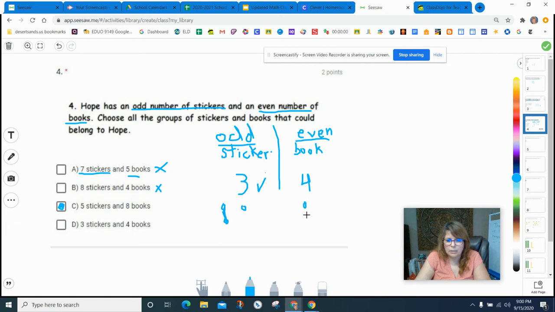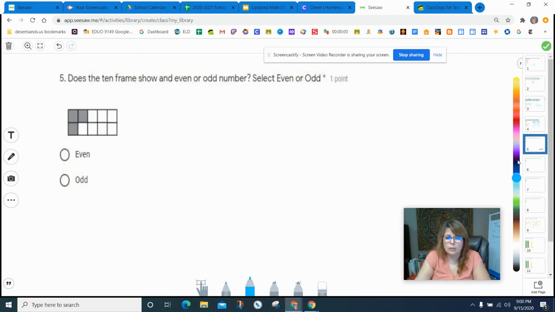And then 1, 2, 3, 4. These two are pairs, and I don't have any left over, so that's an even. So that's a check mark, and that's a good choice. Now, your numbers on the real test are going to be different, but if you do your work, you're going to know that you are correct.